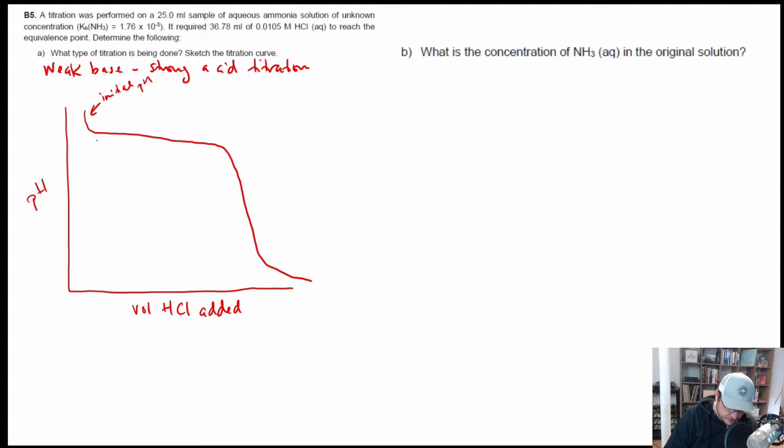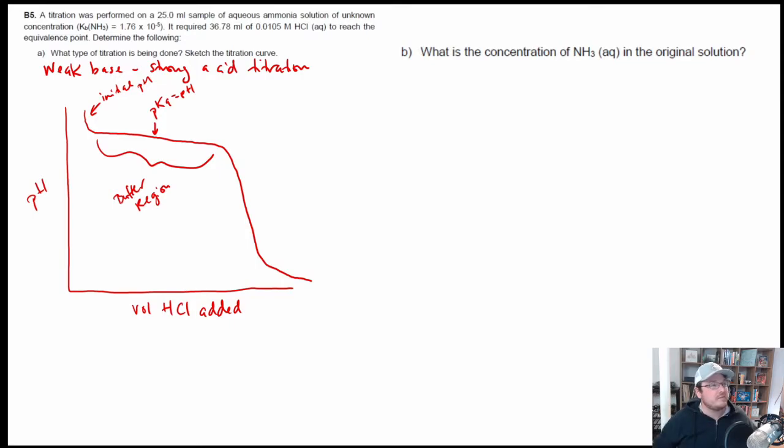This region right here is what I would refer to as the buffer region, because in this region we're looking at having a significant amount of both the ammonia and the ammonium, the conjugate acid that's going to be present. So that's essentially like a buffer. Halfway between this point right here is where the pKa is going to be equal to the pH between those two points.